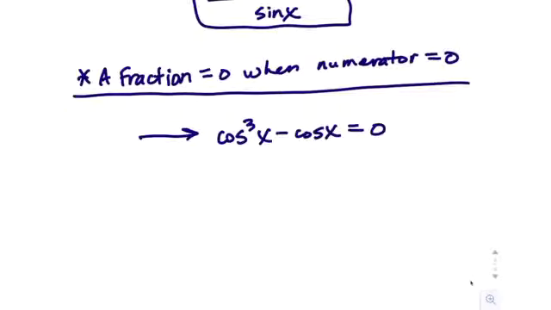All right, now look for a common factor. We have one. I factor out a cosine of x, and I'm left with cosine squared of x minus 1 equals 0.